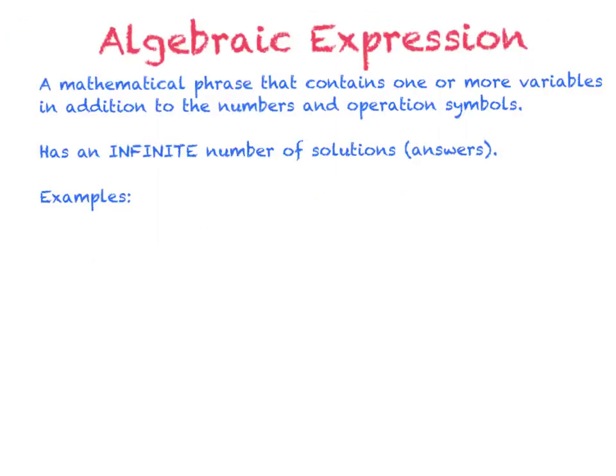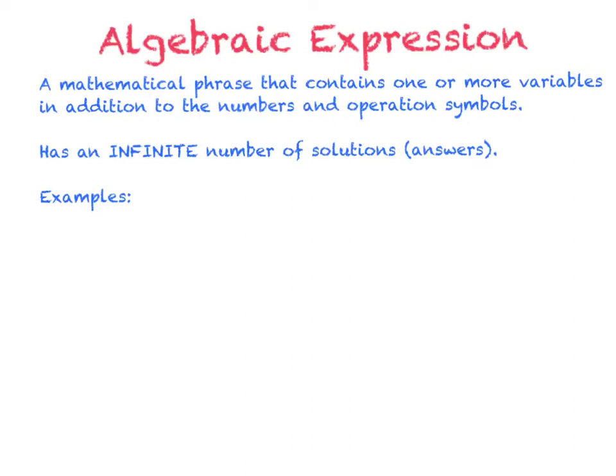Before we begin, it's going to be helpful for us to review some vocabulary that we're familiar with from a previous lesson. Algebraic expression should be familiar to us. For review, an algebraic expression is a mathematical phrase that contains one or more variables in addition to the numbers and operation symbols. The key, or something new to us, should be that it has an infinite number of solutions. Solutions is just a fancy word for answers.